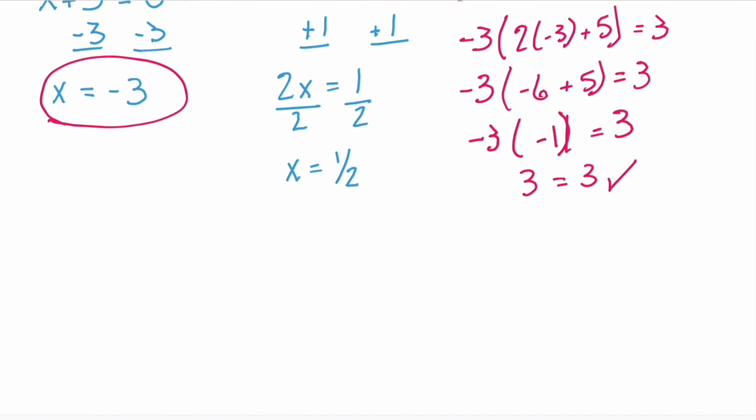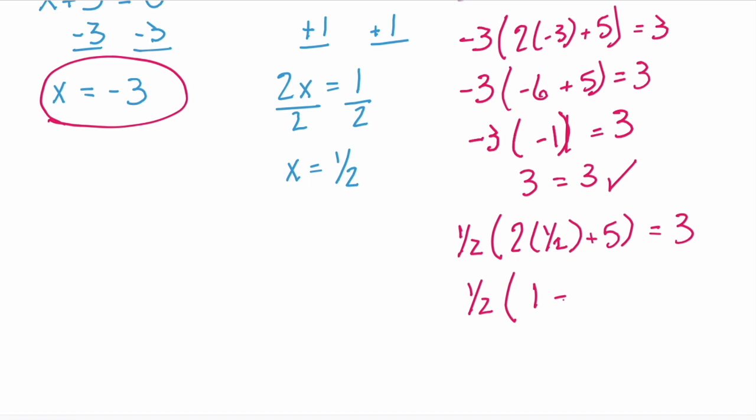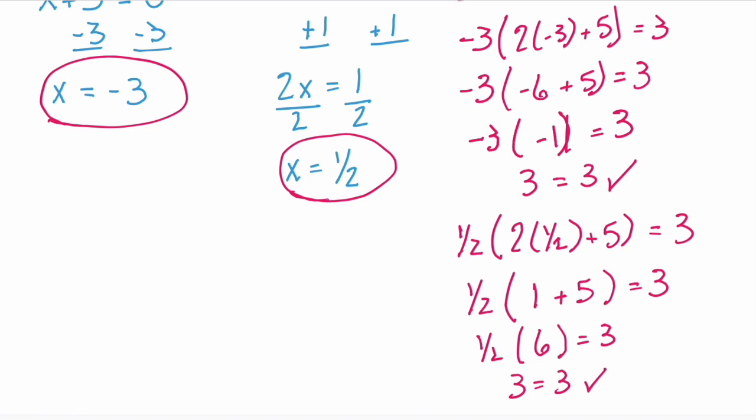So now we need to check x equals 1/2. So we have 1/2 times 2 times 1/2 plus 5 equals 3. Start inside those parentheses. 2 times 1/2 is 1. Continue in the parentheses. So we have 1/2 times 6. And 1/2 times 6 is 3. So 3 equals 3. Checks. So x equals 1/2 is also an answer. So our final answer would be x equals -3 or 1/2.